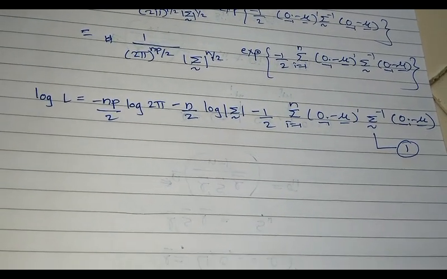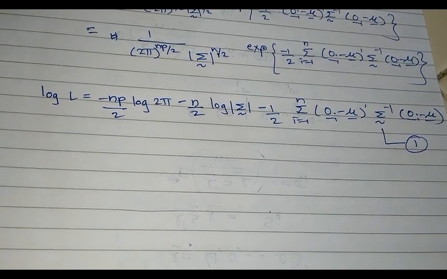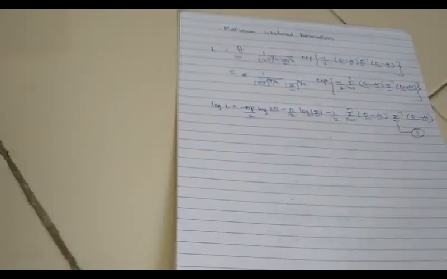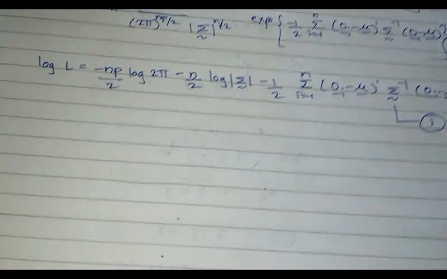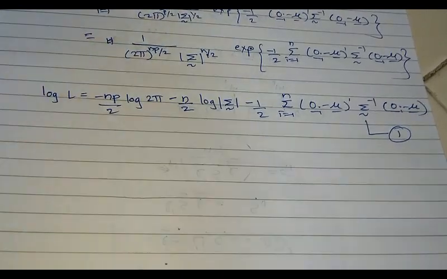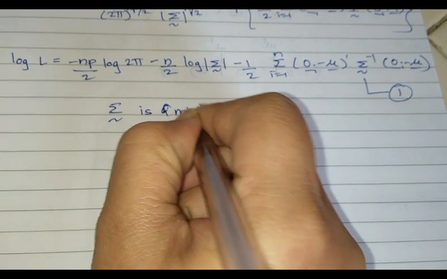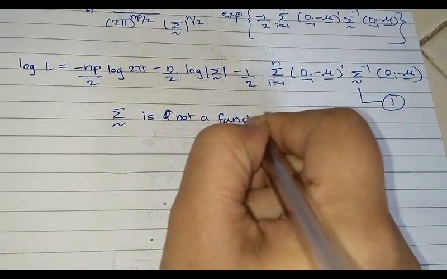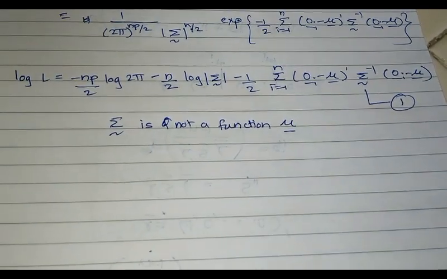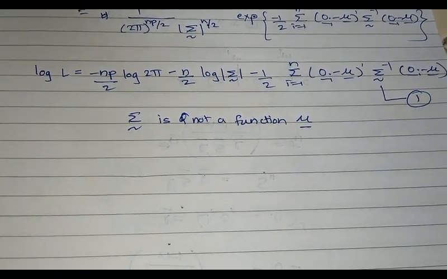Remember, mu is a p cross 1 vector and sigma is a p cross p symmetric positive definite matrix. So we have to estimate all those parameters by differentiating this. Now, if I want to differentiate this first with respect to mu, another assumption that we are going to make is sigma is not a function of mu. So when I differentiate with respect to mu, sigma won't come in the picture, and when I differentiate with respect to sigma, mu won't come in the picture. Sigma and mu are not functions of each other, they are just constants.